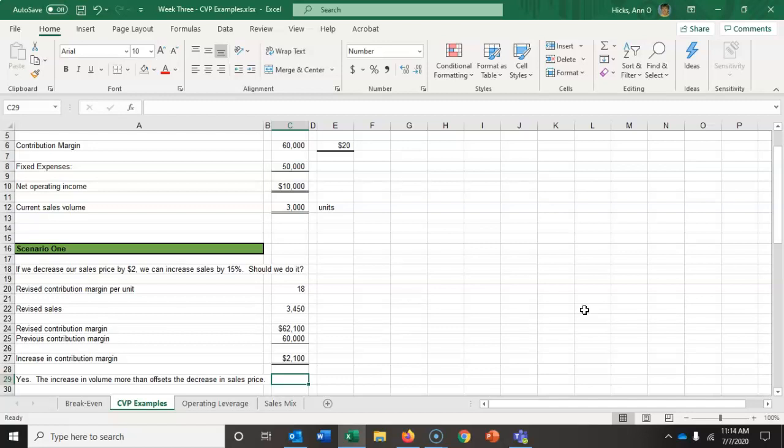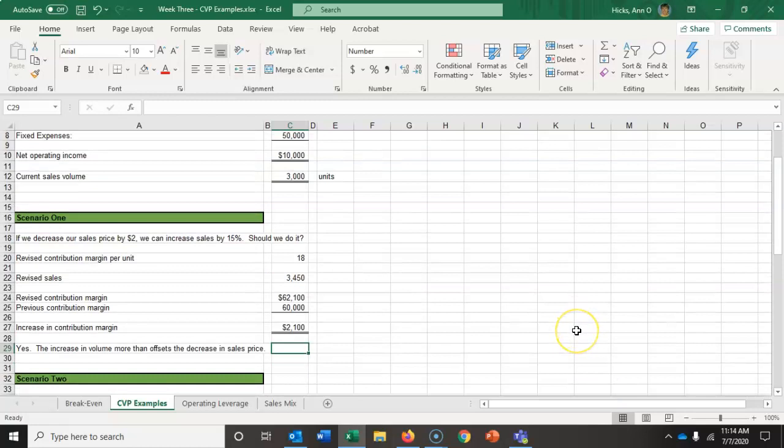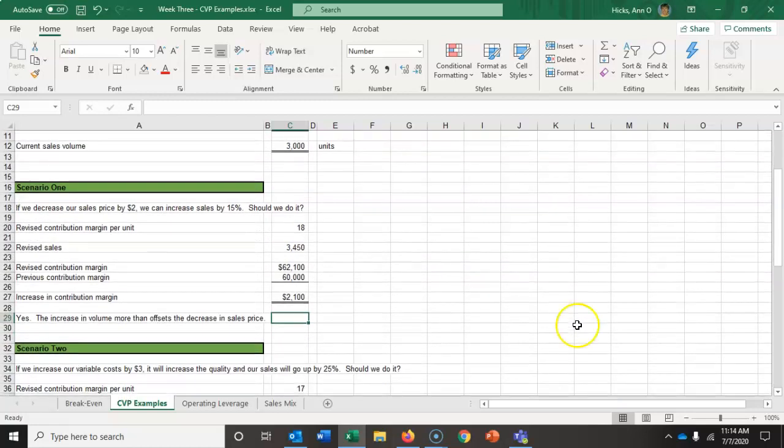Now, keep in mind that when we look at these quantitative changes, we also have to think qualitatively about the likelihood that this will happen. So our marketing department has told us, sure, if we've got a lower sales price, we can definitely sell more. What if they're wrong? Well, if they're wrong, then obviously this scenario will not turn out as positive as it appears to. All right, let's look at another one.